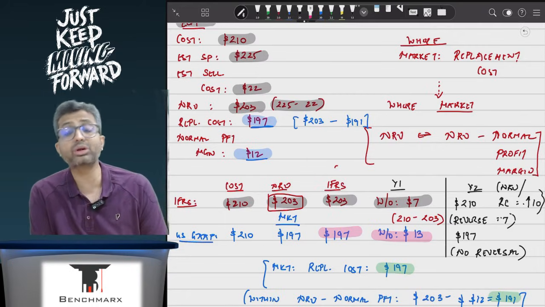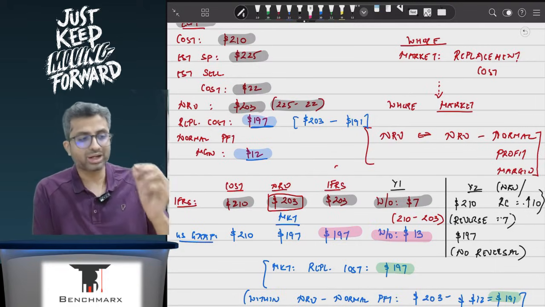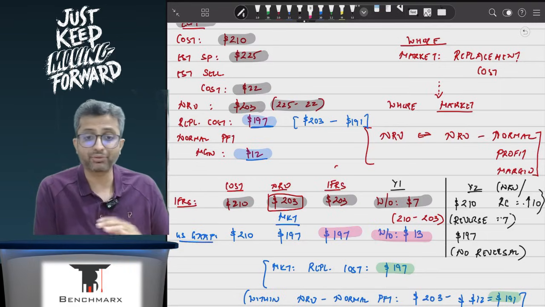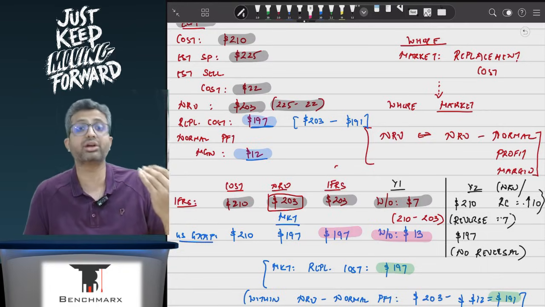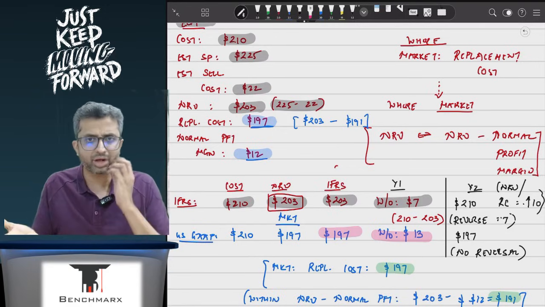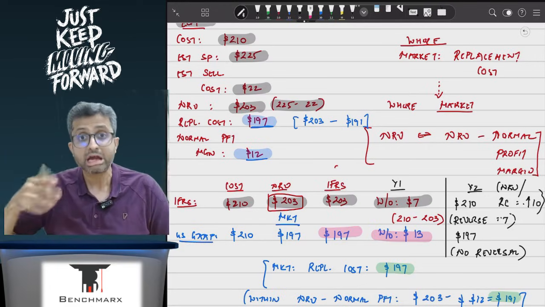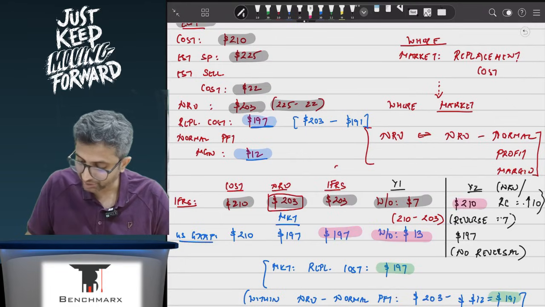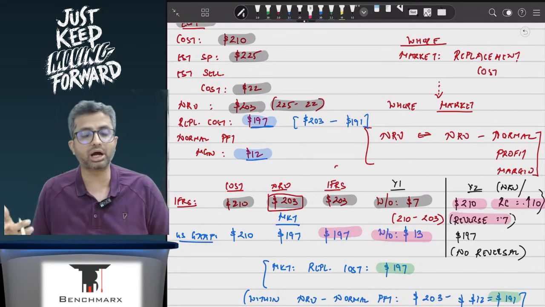Now, there is one more difference between US GAAP and IFRS. US GAAP says that once inventory is written off, you cannot reverse the write-off. Let us say, in a later year, the inventory remains unsold and you are under the IFRS regime, and the value of the inventory goes up from 203 again back to, let's say, 210, 220, whatever it is, then the 7 that you have written off can very well be reversed. This reversal can be permitted under IFRS.